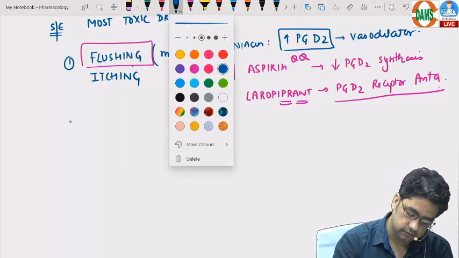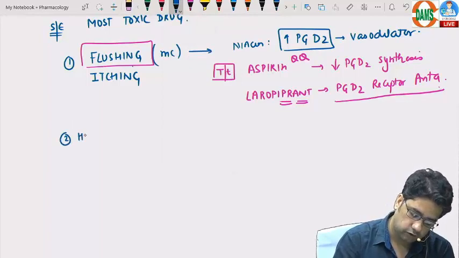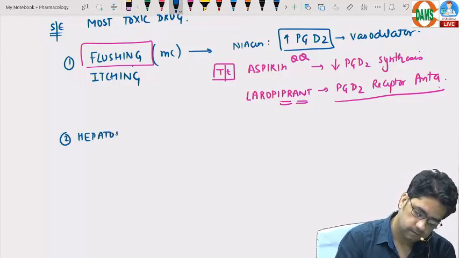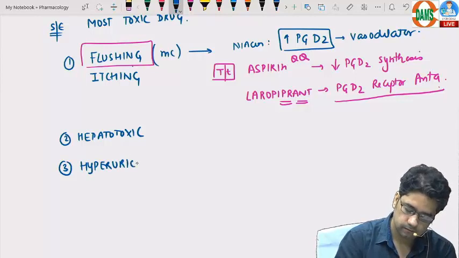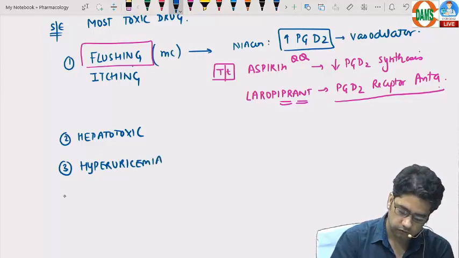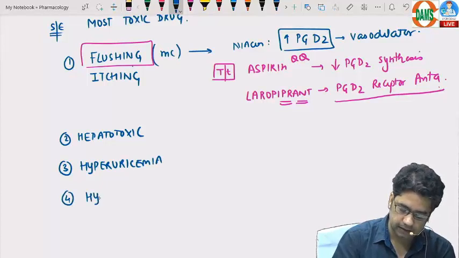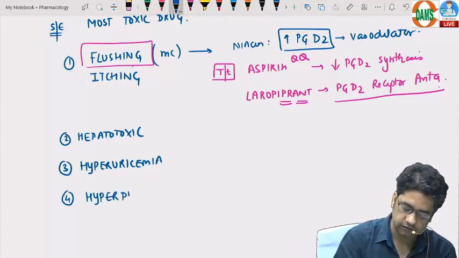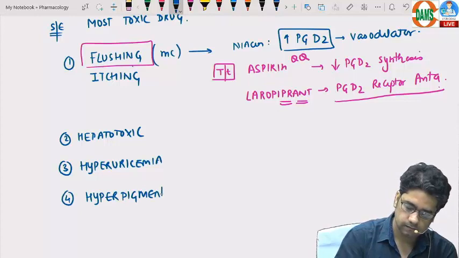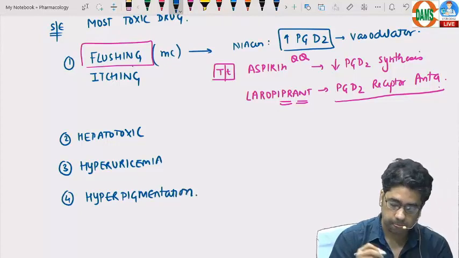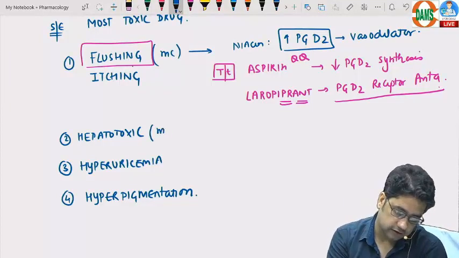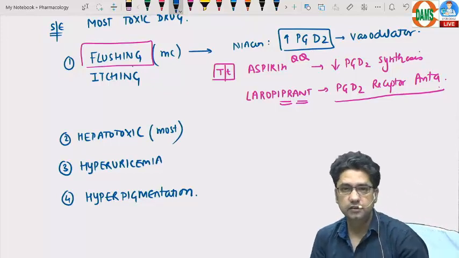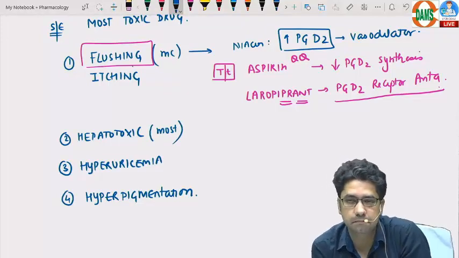Other side effects. Hepatotoxic. Third, hyperuricemia. Fourth, hyperpigmentation. Now I will tell you the reason for this. Niacin is the most hepatotoxic drug among hypolipidemic drugs. Because of this reason, we don't use niacin as a main drug.